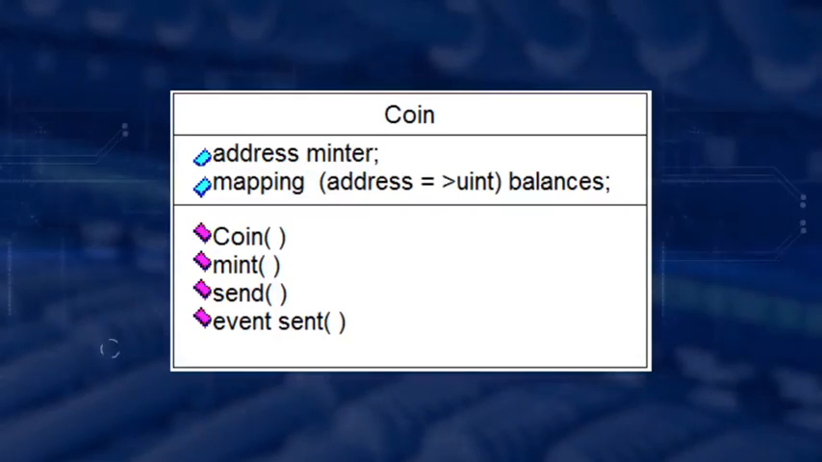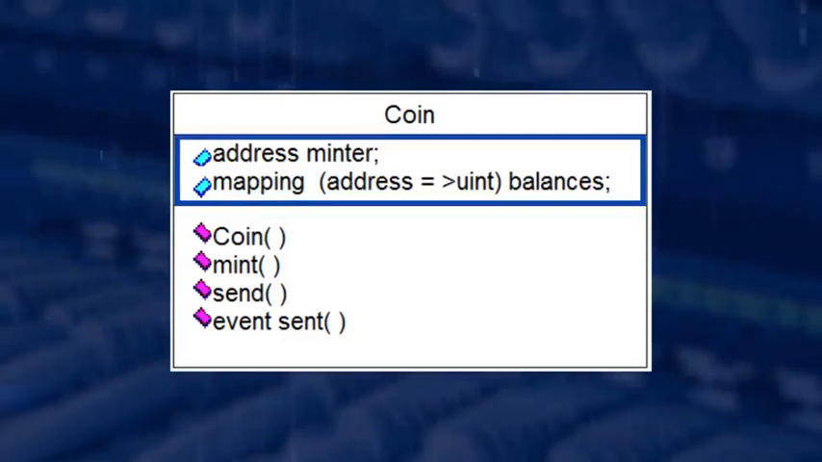Coin uses the two Solidity features, address and mapping. Address holds the 20-byte Ethereum address. Recall, address is the base for a smart contract. Let's review this code in Remix IDE.